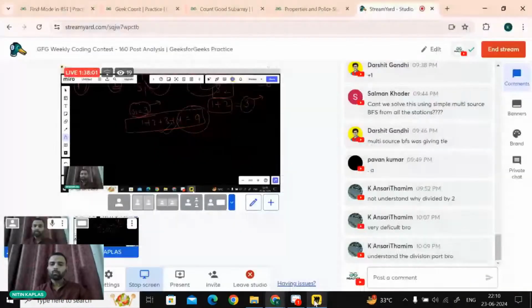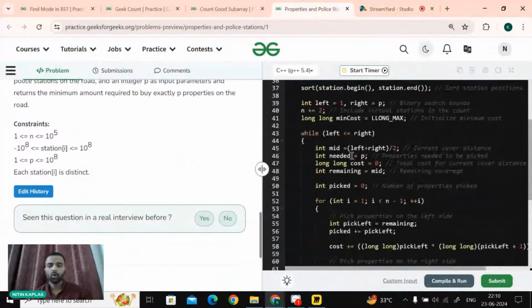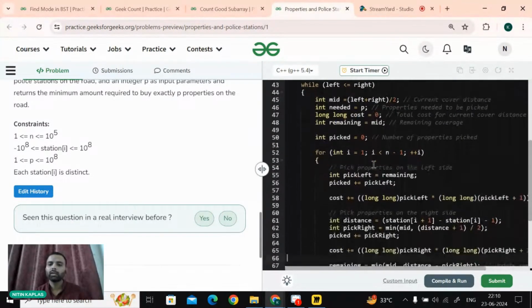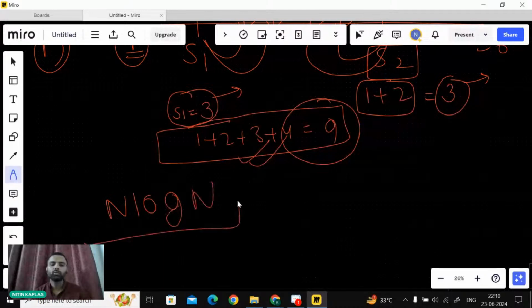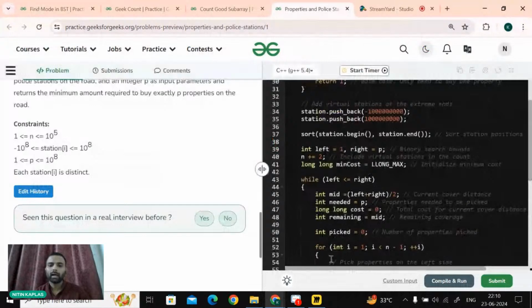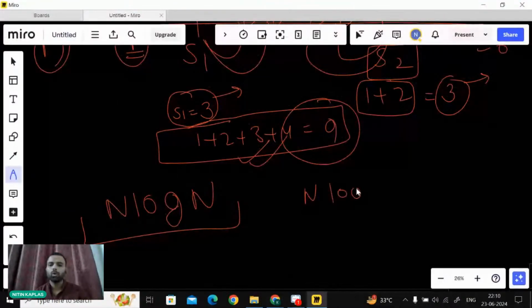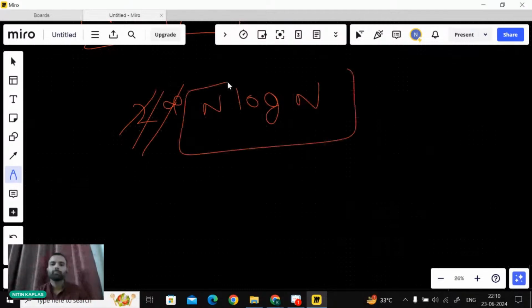So what's the time complexity of the solution? Let me tell you what the time of this solution is. It's n log n, because if you have the left and right in this part, we just do the binary search. Inside this, I just traverse i equal to 1 to n minus 1, which is n. So the time complexity is n log n. And also we are doing the sorting part. If you see the above code, we just sort the stations. That will also create n log n. So the complexity of this solution is 2 into n log n, which we can say is n log n.